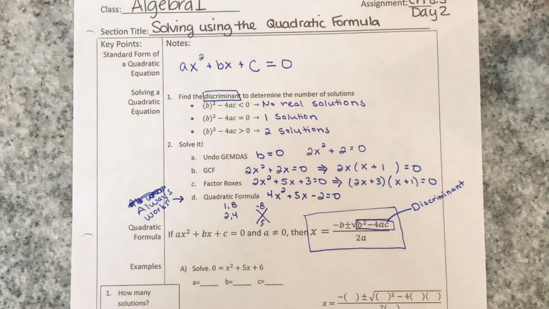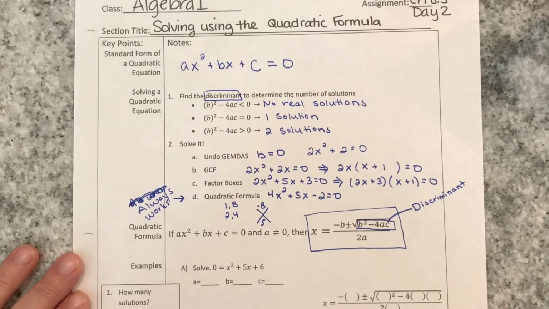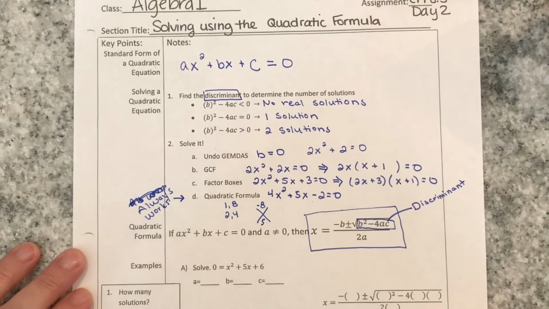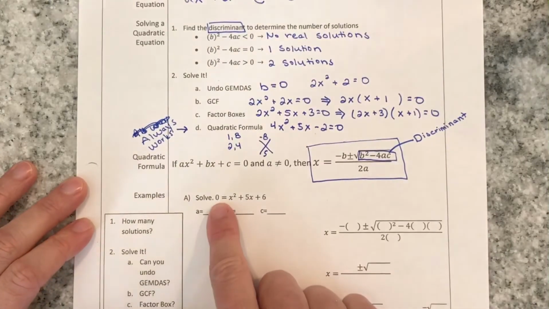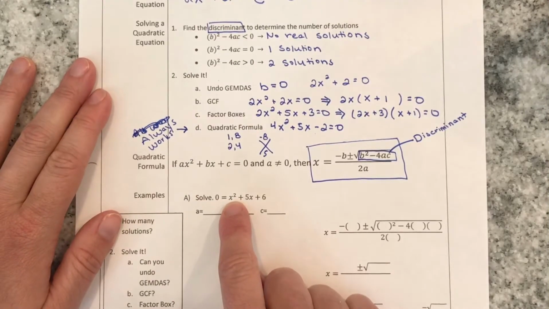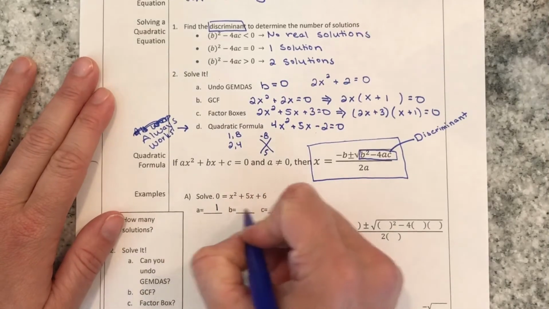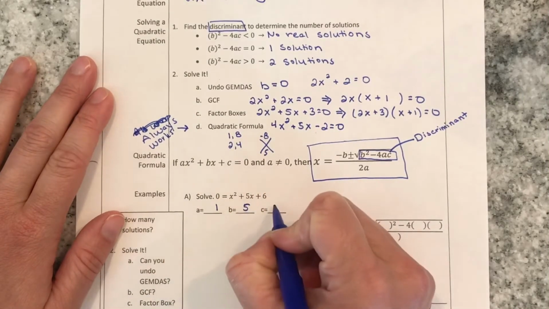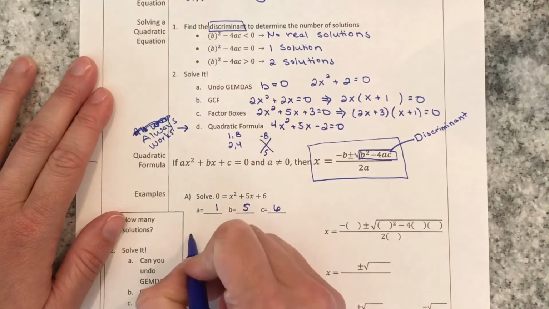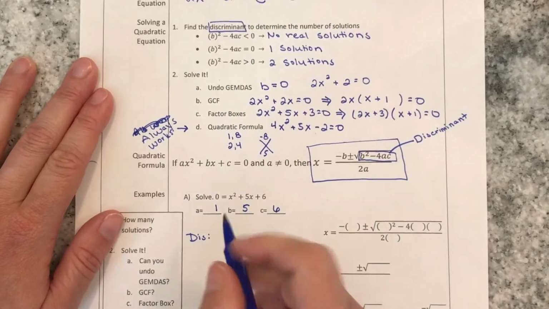So we're going to go through an example. We are just going to use the quadratic formula so you can see how it works, and then we're going to check it on the calculator. So our quadratic equation is 0 equals x squared plus 5x plus 6. So a is 1, b is 5, c is 6, and then we're going to find our discriminant so that we know, do we have no solutions, one solution, or two solutions.